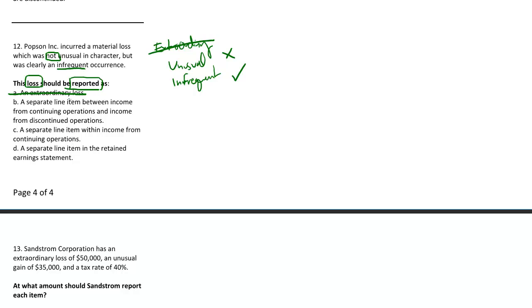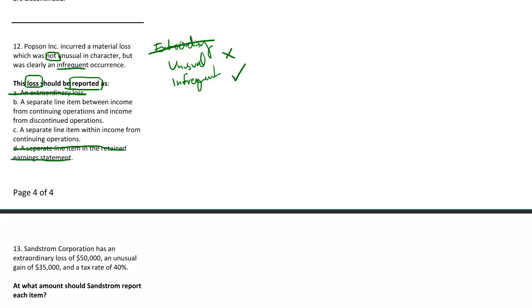So now the question is: is it a separate line between income from continuing operations and income from discontinuing operations, a separate line within income from continuing operations, or a separate line in the retained earnings statement? Well, this is going to fall into our operating income, so we know that it's definitely not the retained earnings. We're not making an adjustment here.